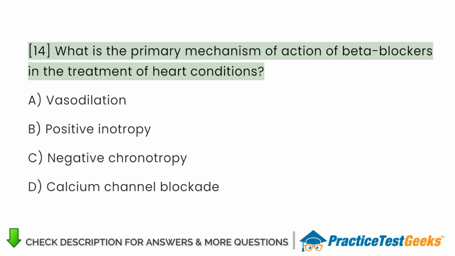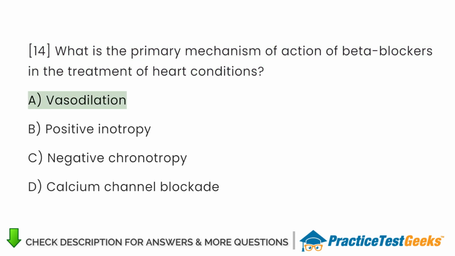What is the primary mechanism of action of beta blockers in the treatment of heart conditions? A. Vasodilation. B. Positive inotropy. C. Negative chronotropy. D. Calcium channel blockade.